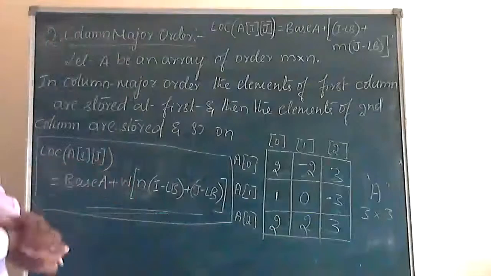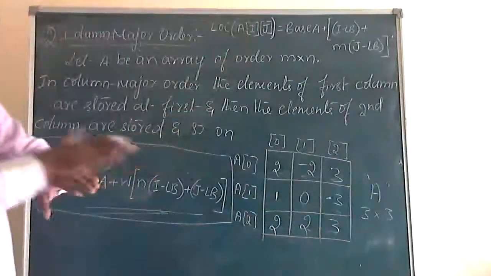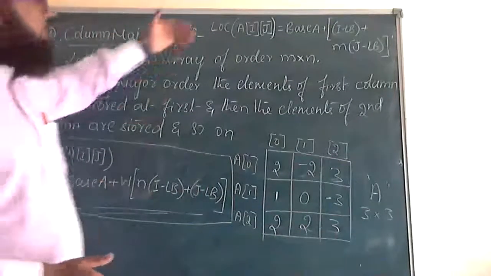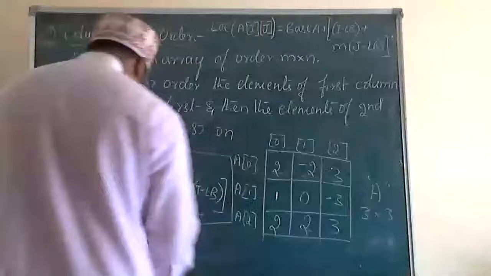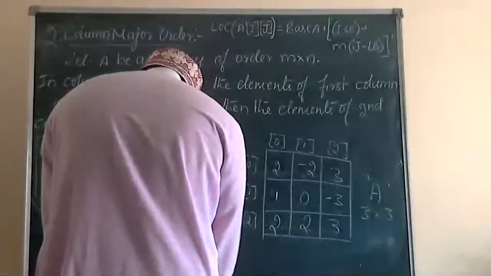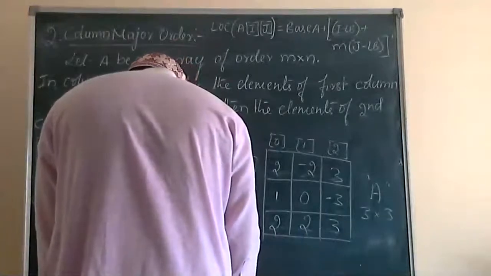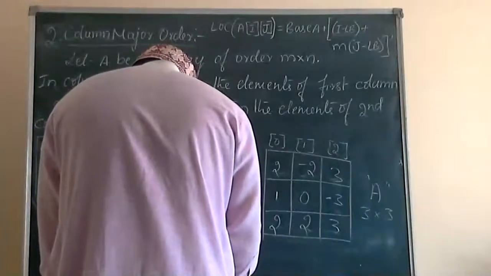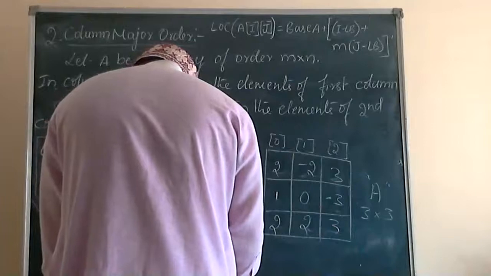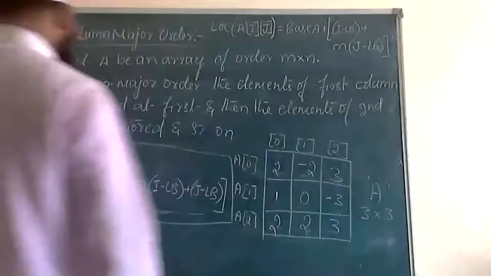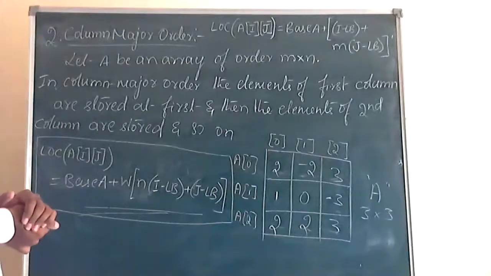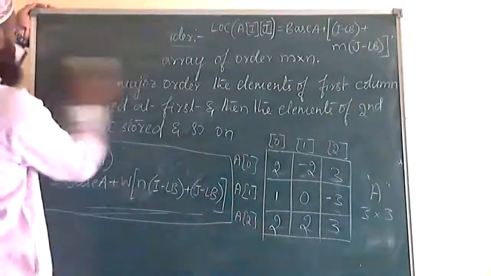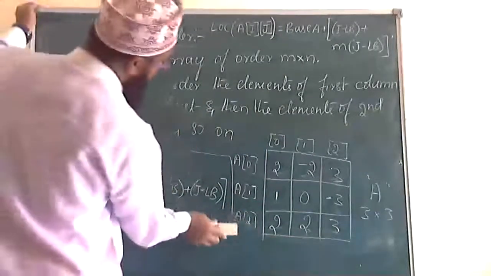Now take an example, and by applying these two formulas of row major order and column major order, we will try to solve a problem. The problem is like this; I take it from your textbook. Okay, before going to solve the problem, I'll show you one more thing. We'll take the same example.